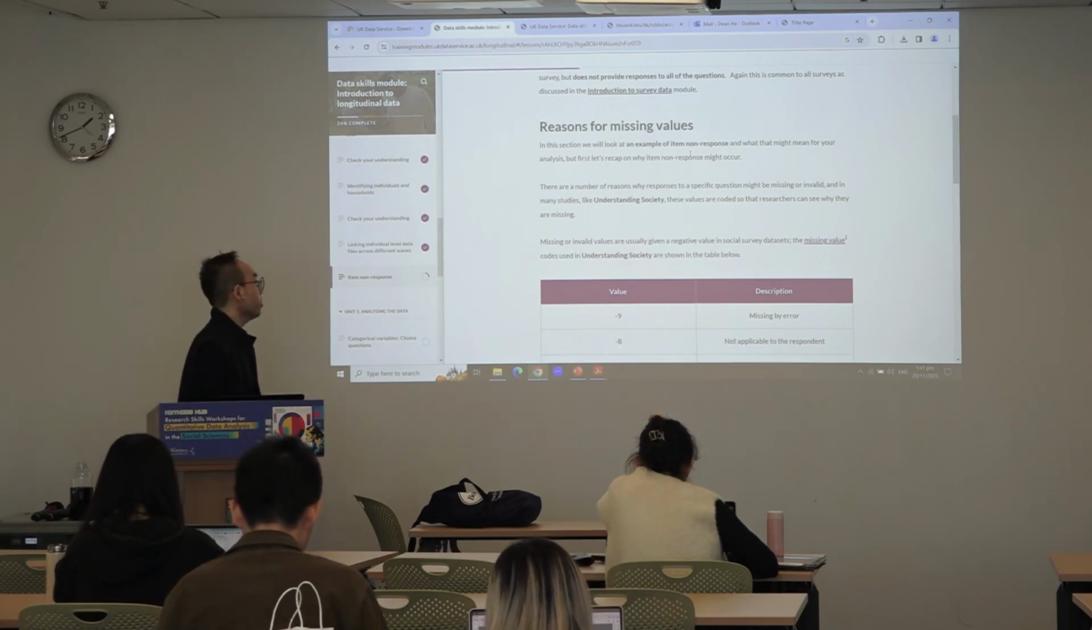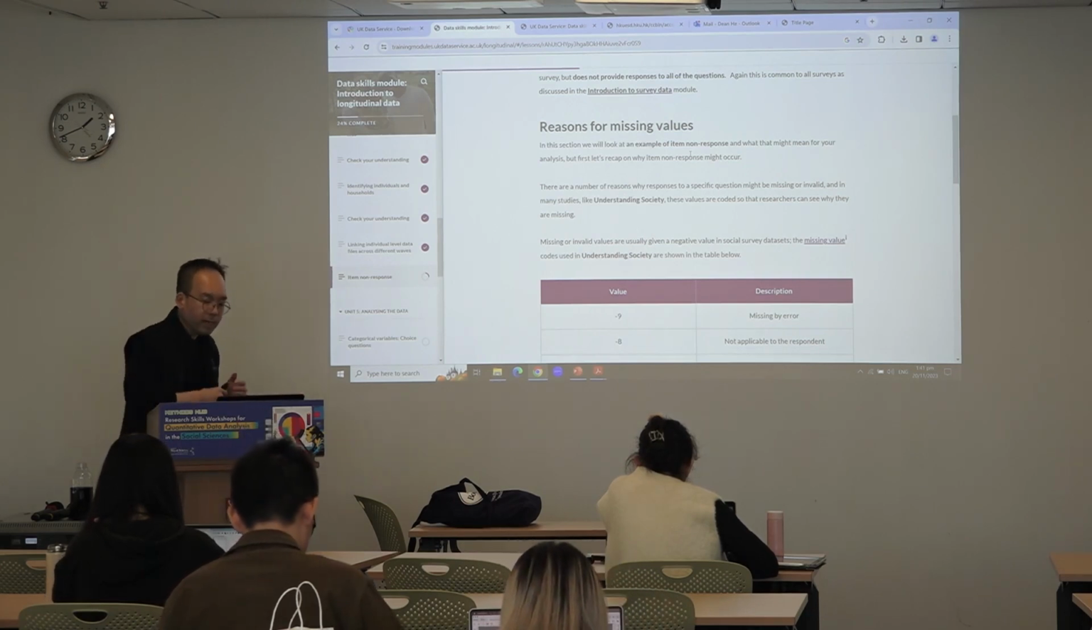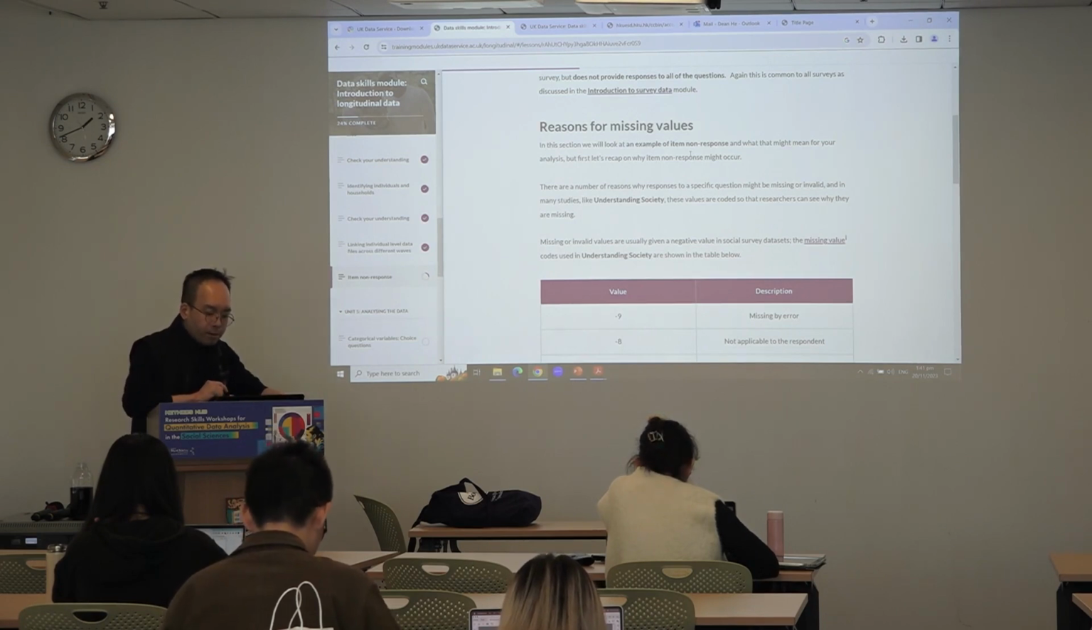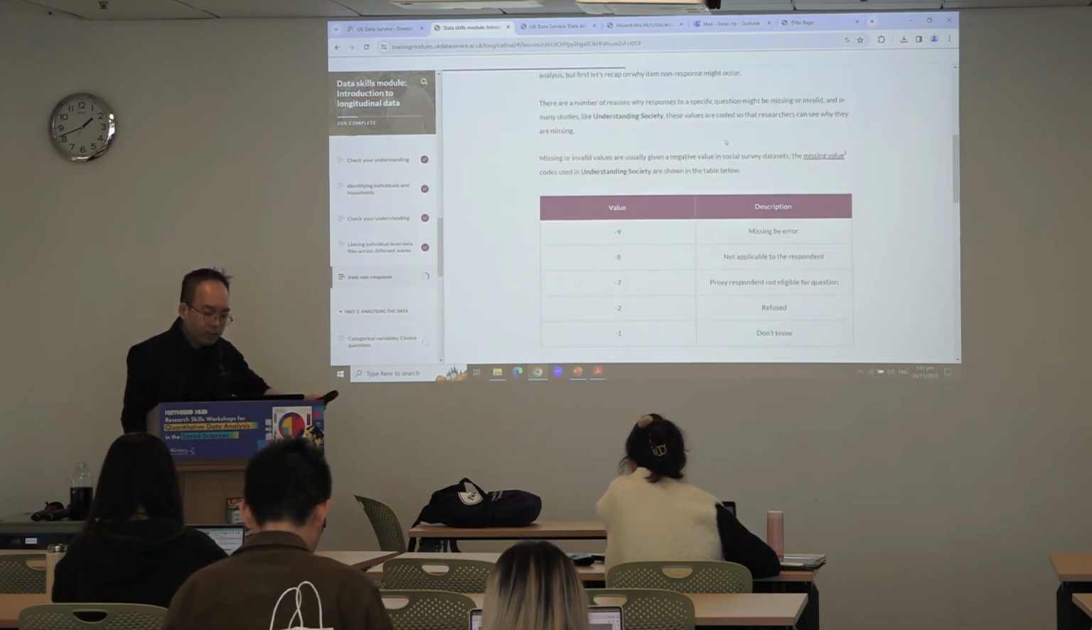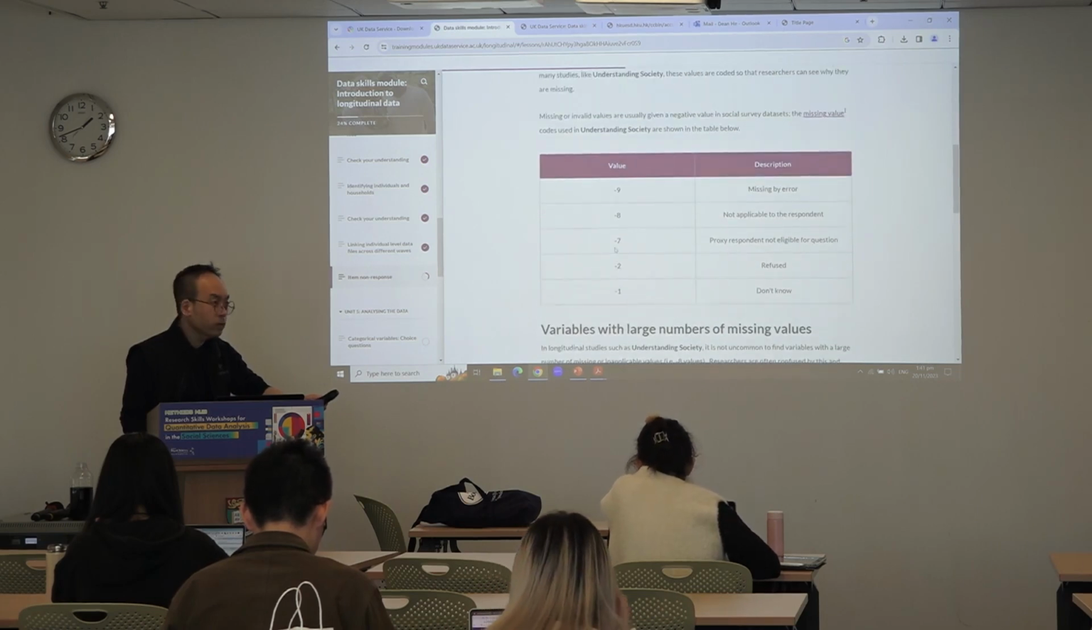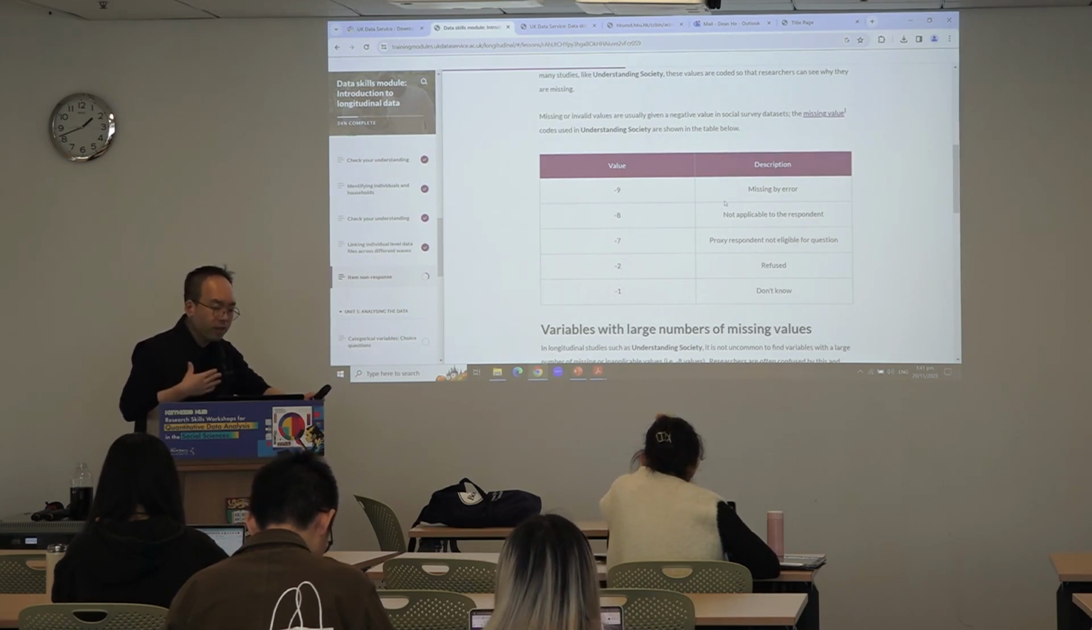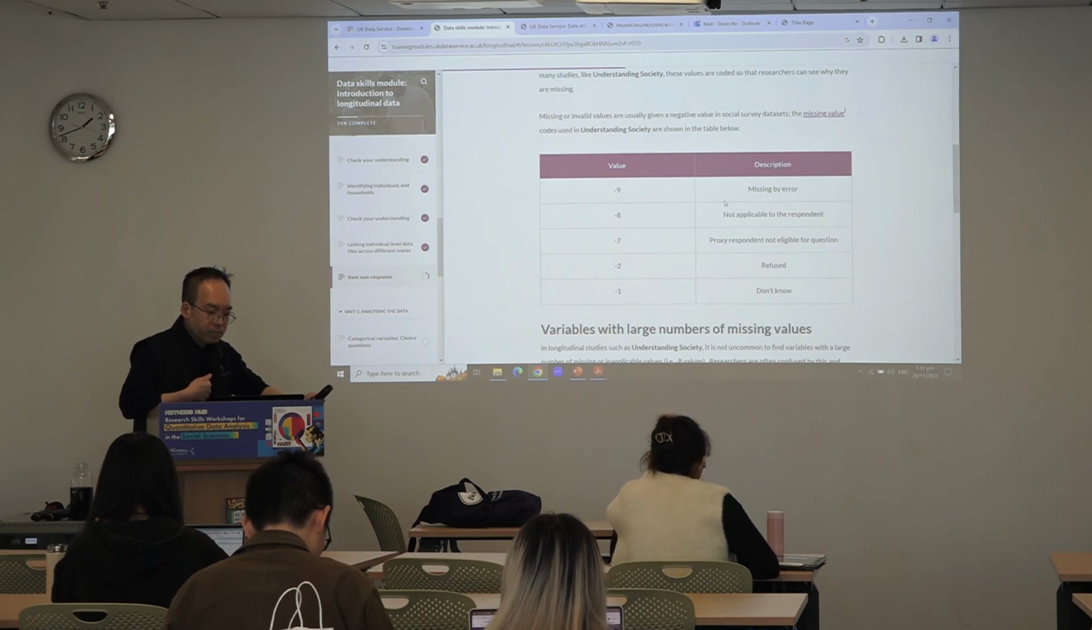For example, if we look at this Understanding Society data set, there are a number of reasons why a response to a specific question might be missing or invalid. These values are all, I guess, coded differently, given what the researcher finds convenient. But they're all missing values first of all, but there are different reasons. You might do things differently with them, okay?